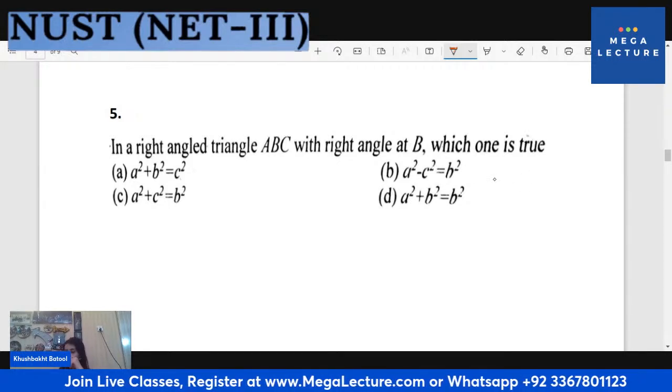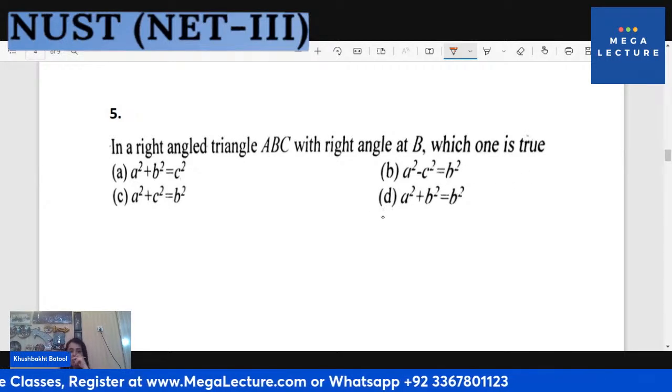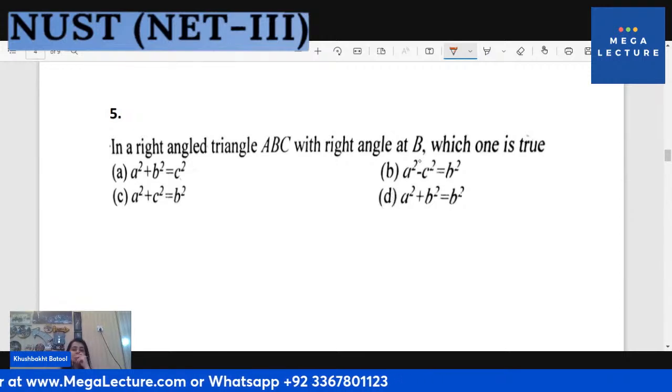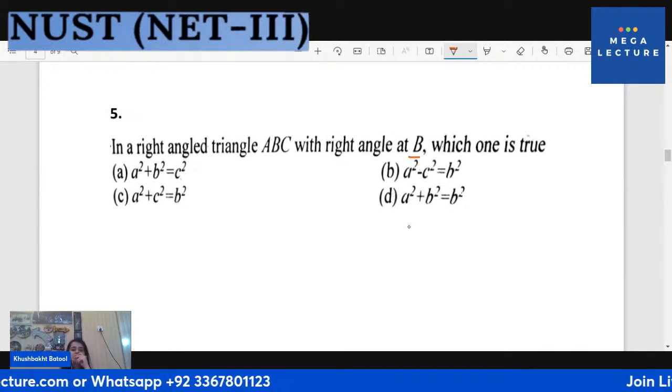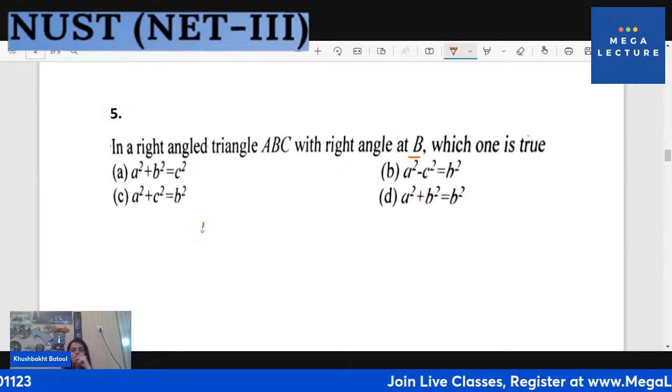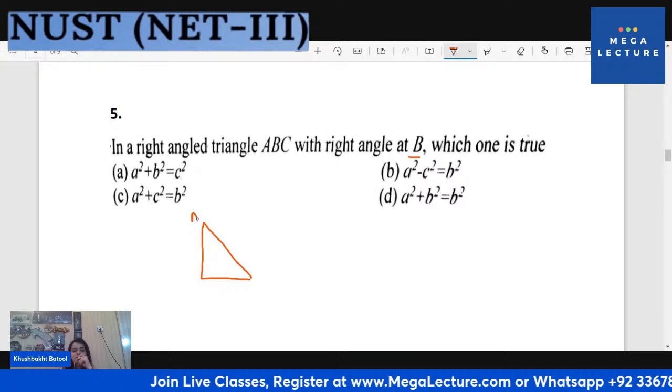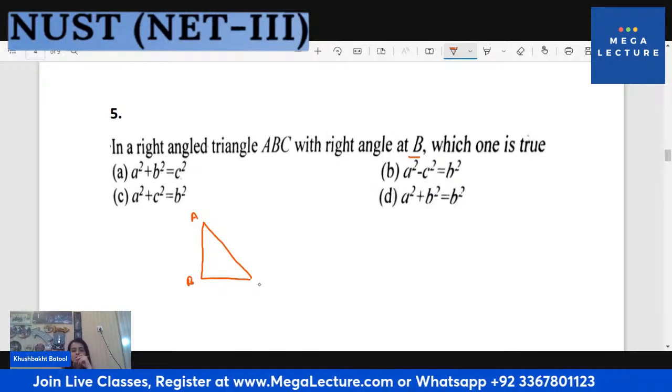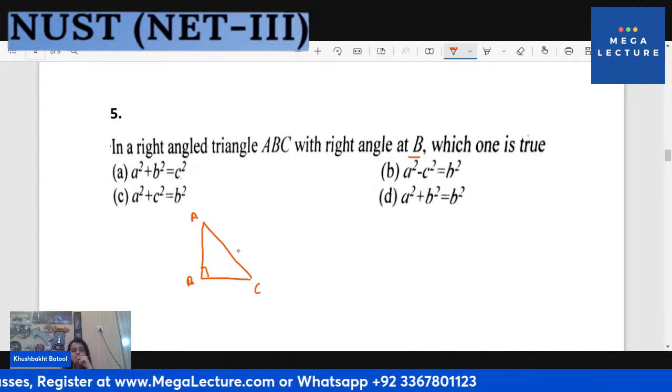Now you have a right angle triangle and the right angle is at B. So ABC are just your basic Pythagoras theorem. So this is your triangle. Let's say this angle is A, this is B, and this is C. So the opposite side would be b, this is c, and this is a.